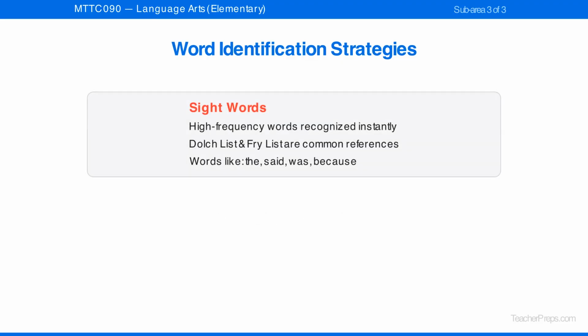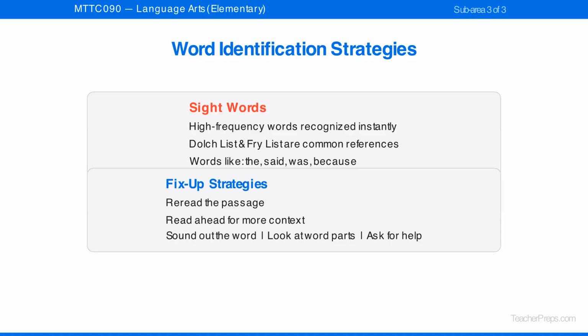Finally, sight words are high-frequency words that students learn to recognize instantly. Words like the, said, was, and because appear so often that students memorize them by shape. The Dolch list and Fry list are two common references for sight words.